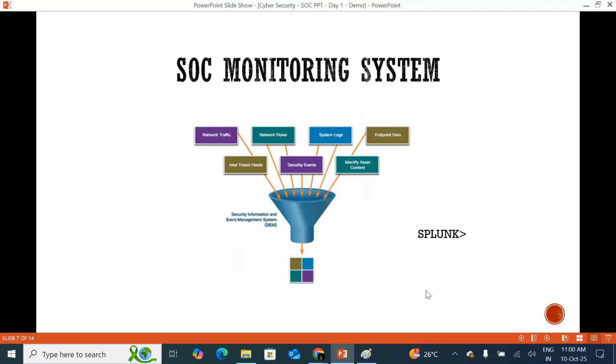So the SOC monitoring system will completely work on a SIEM tool, security information and event management. That will be Splunk. Apart from Splunk, there are multiple tools available in the market. We'll talk about that later. But among SIEM tools, Splunk is the leader of SIEM solutions.